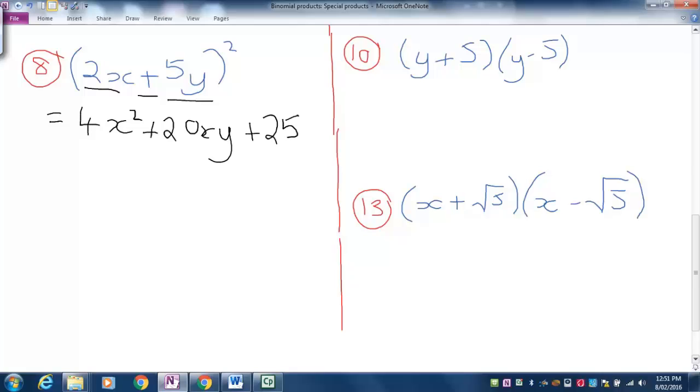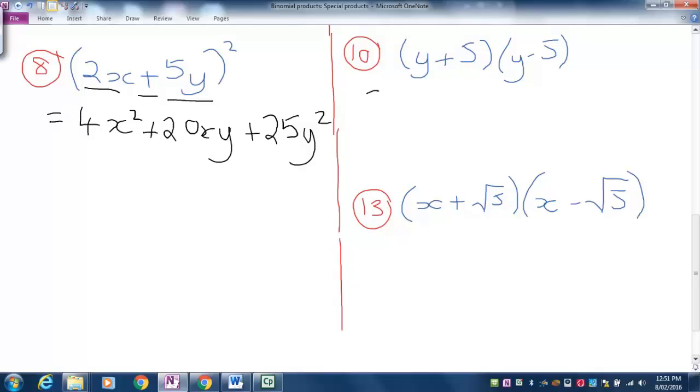Notice that that last term will always be positive because we'll be squaring either a positive or a negative number, which will always give us a positive result. And I nearly forgot to put the squared on that there. So we get 4x squared plus 20xy plus 25y squared as our answer to number 8.